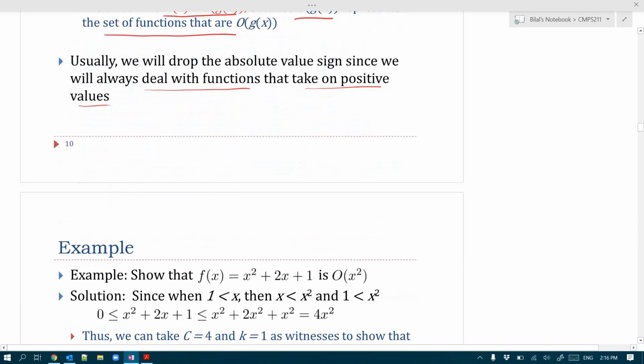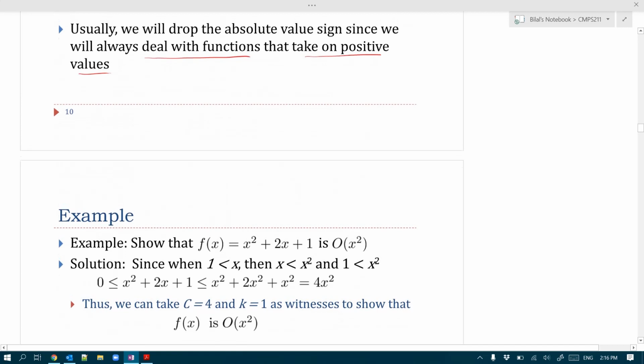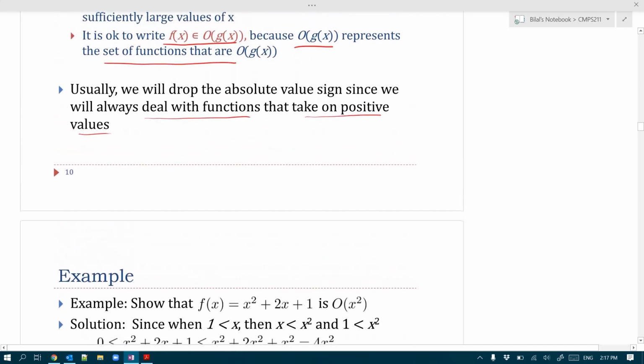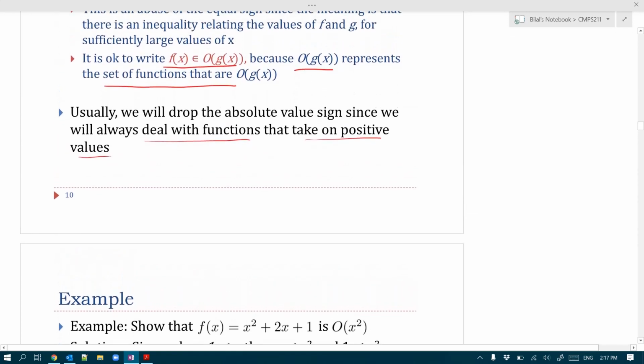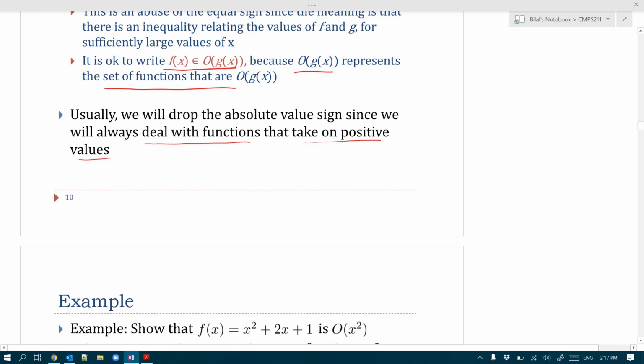Good. Let's consider one example first, to check how we can prove that a certain function is big O of another one. Our first example is f of x equal to x squared plus 2x plus 1. I want to show that this is big O of x squared. At first sight, we would say that this function is always bigger than x squared when x is positive, because we are adding stuff to it.